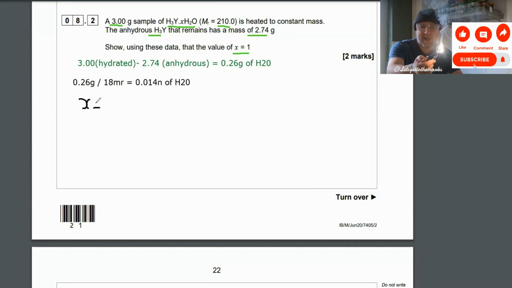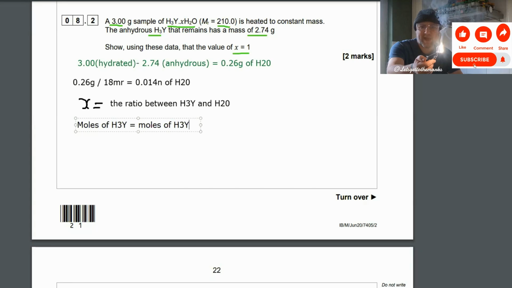Now, why are we working out the moles of H2O? Because essentially, what is X in these hydrated substances? Well, X is just the ratio between the anhydrous part of the substance, the H3Y in this case, and the H2O, which is on the other side of the little dot. So we're just working out the integer that X is equal to.